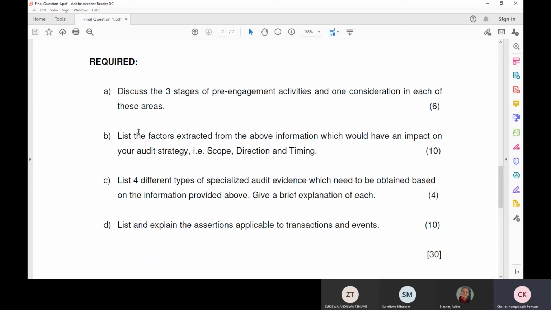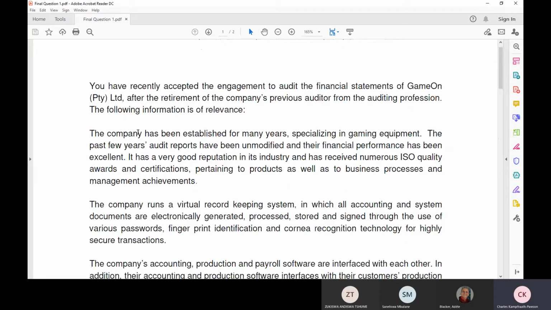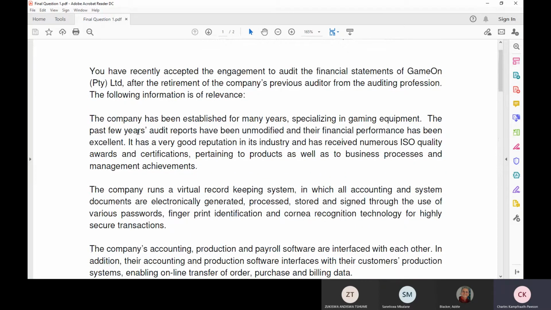Okay, so let's quickly go through the information. I'm going to read the given section. You have recently accepted the engagement to audit the financial statements of Game On Pty Limited after the retirement of the company's previous auditor from the auditing profession.